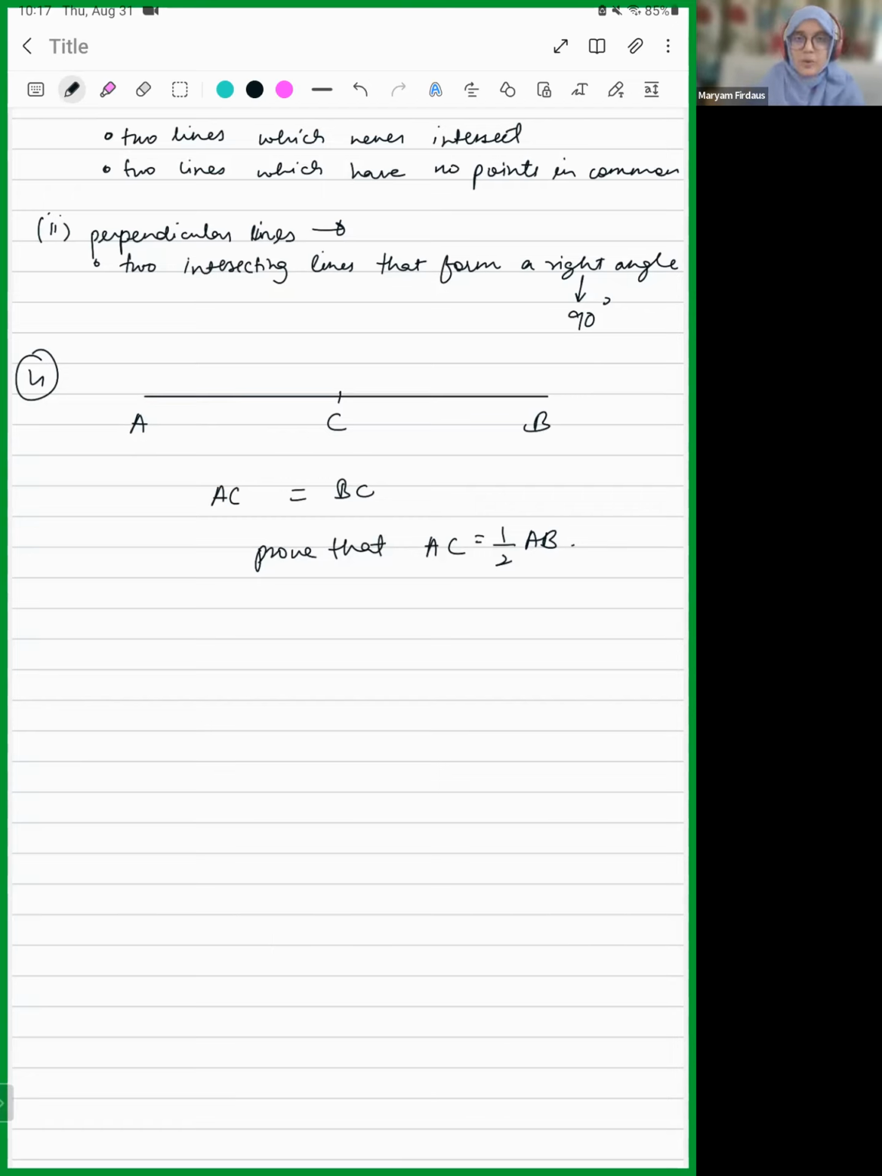Let's see which axiom we're going to use. See, AC is equal to BC, that is given to us. Now you use the axiom which says that AC plus AC equals BC plus AC. Which axiom is this? Equals are added to equals, then the wholes are equal. Yes? Equals are added to equals.